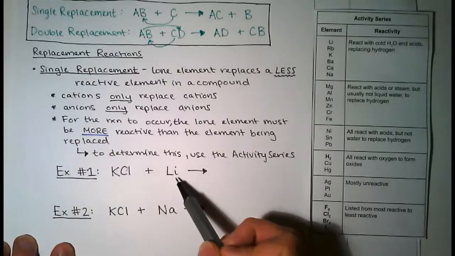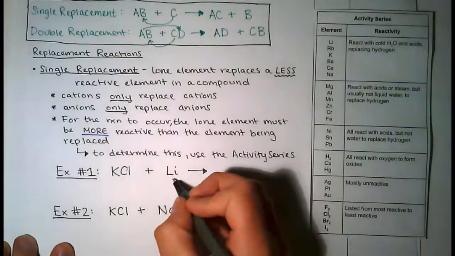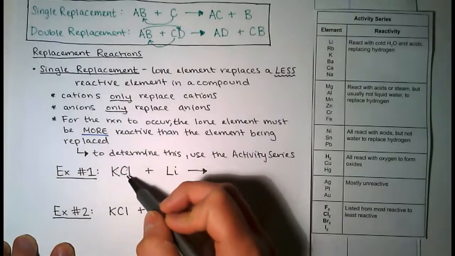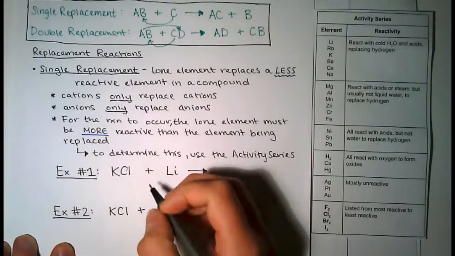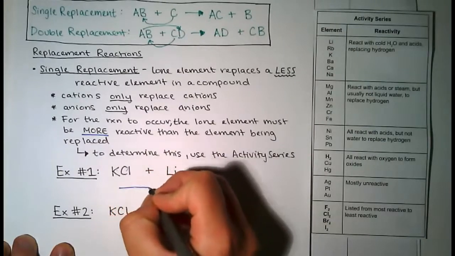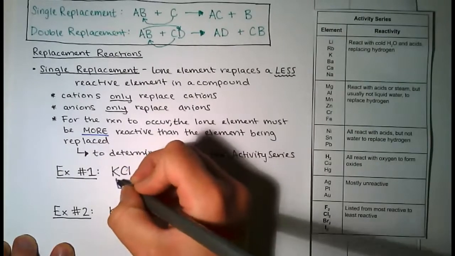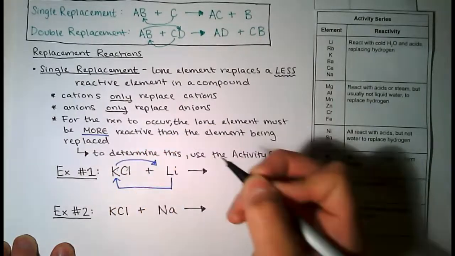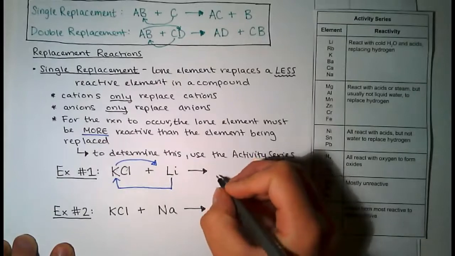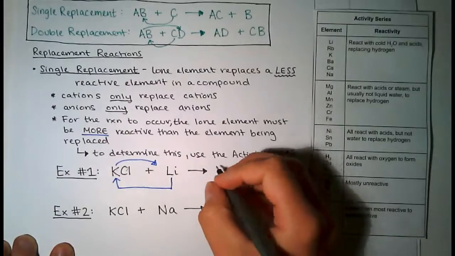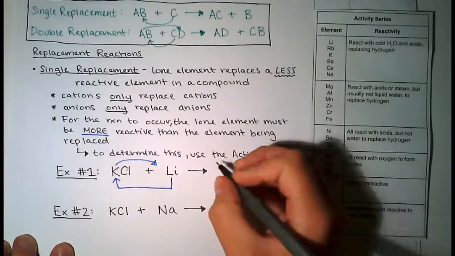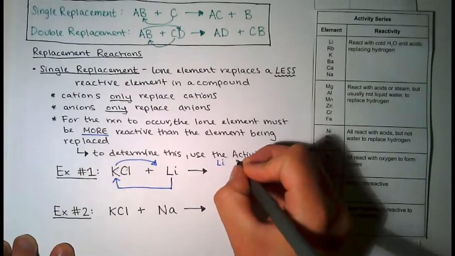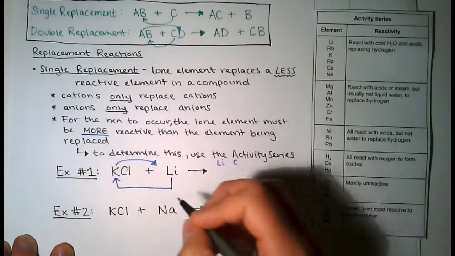So potassium chloride and lithium. Lithium is a cation, so it can only replace a cation. So out of potassium chloride, potassium is the cation. So lithium is going to try and replace potassium. So I'm going to draw an arrow here, and then potassium is going to be kicked out by itself. So if this reaction occurred as planned, we'd have lithium and chlorine bonded together. So we need to re-crisscross because lithium may not have the same charge as potassium.